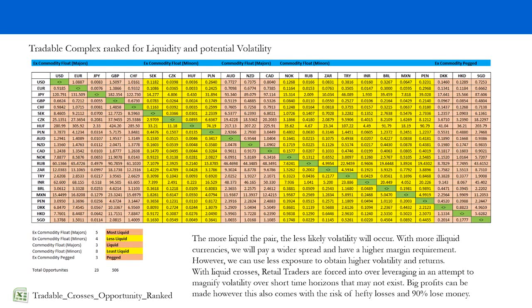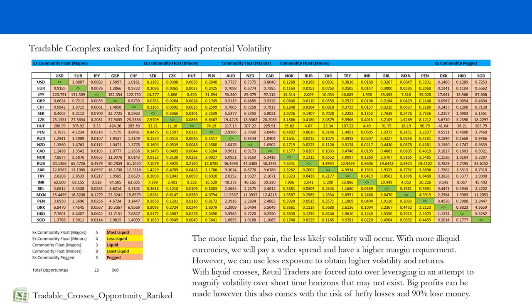It's kind of the opposite to the way retail traders think. A lot of retail traders think that it's good to go and trade the liquid currencies because they have less risk, but risk is subjective, especially if you're leveraging 100 times in that asset to try and capture volatility that doesn't really exist. So generally speaking, the more liquid the currency pair, the less likely volatility is going to occur.